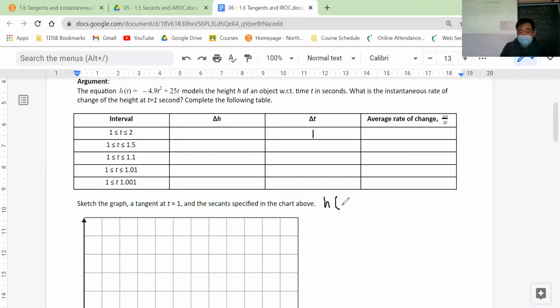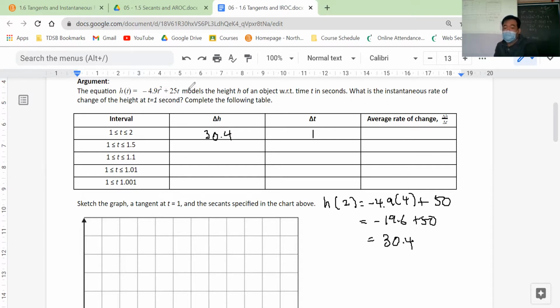Okay, H of 2 is going to be negative 4.9 times 2 squared, that's a 4, plus 25 times 2, that's 50. Negative 19.6 plus 50. This is 30.4. Yeah, I just did that in my head. You can do that in a calculator. You should have gotten that. So the average rate of change between 1 to 2 seconds is 30.4. Let's assume it's going to be meters per second.